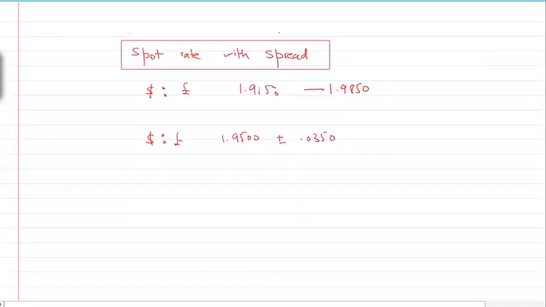Now the same goes with the spot rate with the spread. So you have the spot rate, but you have two rates now. Of course, when the bank is buying and selling to you, the bank is not going to give you one rate. The bank is going to give you the rate which is better for the bank, right? So you have two rates.